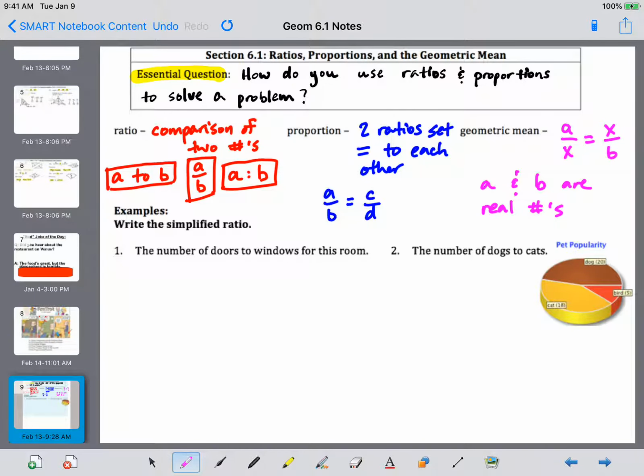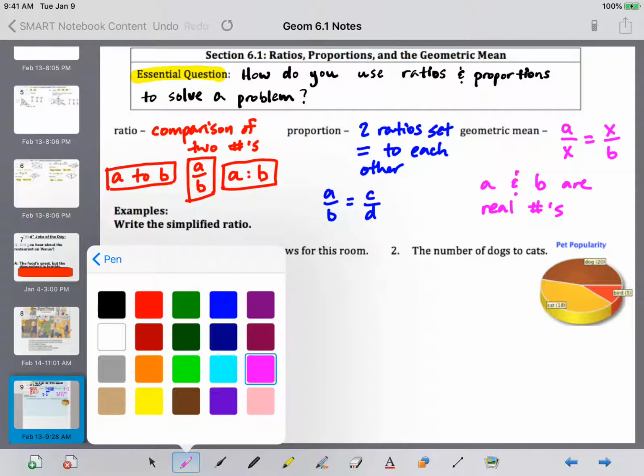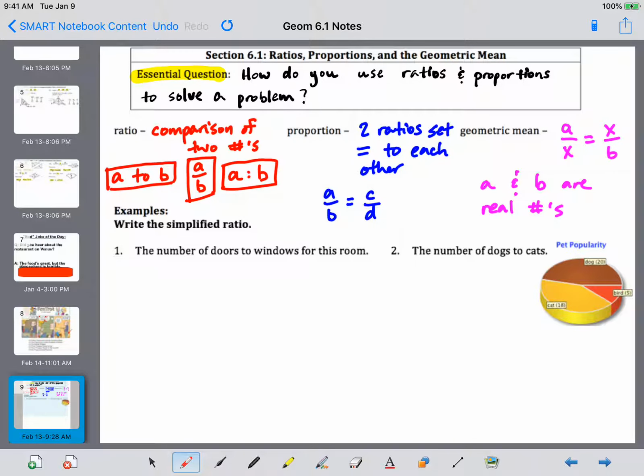All right, so let's get into some problems here. We're going to write just some ratios just to practice this. So the first ratio that we're going to write is the ratio of the number of doors to windows for this room. So this room, I'm just in our classroom here at school, has 2 doors. And if we include the windows on the classroom door, the window above the door, I'm going to count that as 2. And then we have a window back by my desk, so there's 3 windows.